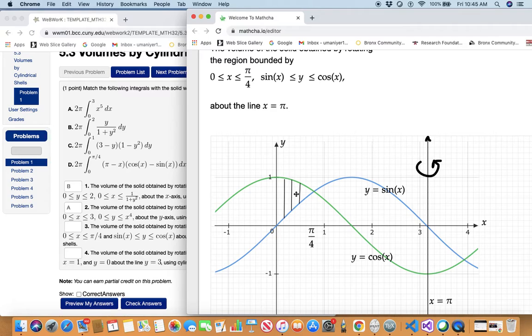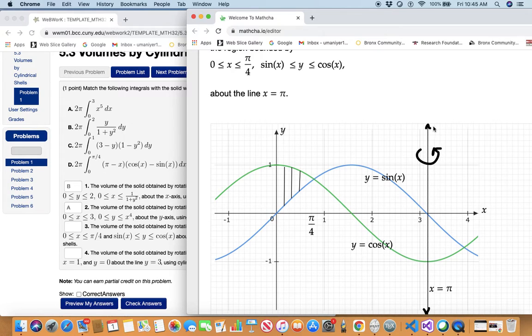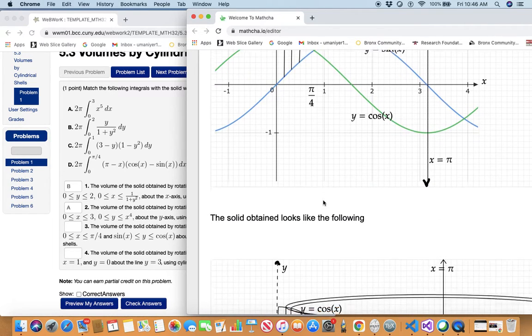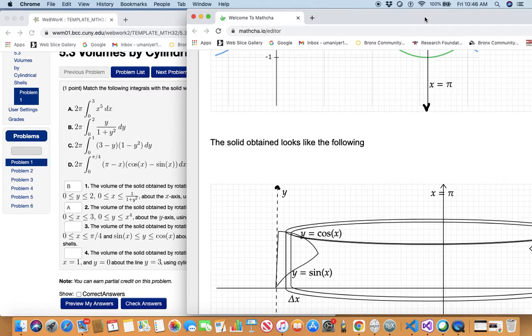So, that's the region. You want to rotate this region about the line x equals pi. X equals pi is somewhere away, you see. When x is pi, sine is 0, cosine is -1. So yeah, you're in the right location. So you want to take this region, rotate it about this line. All right. So you get a solid which looks like this.